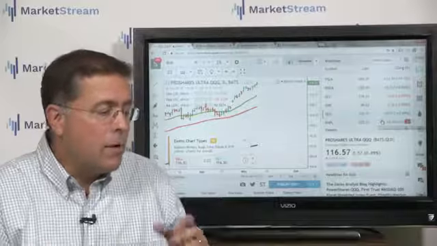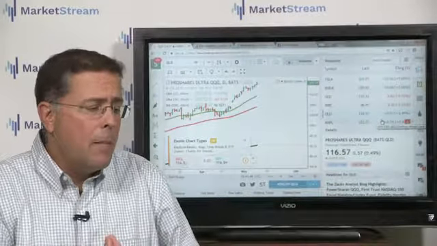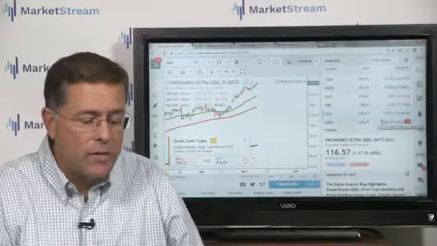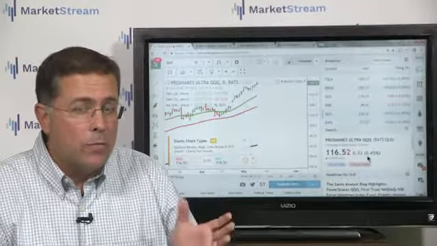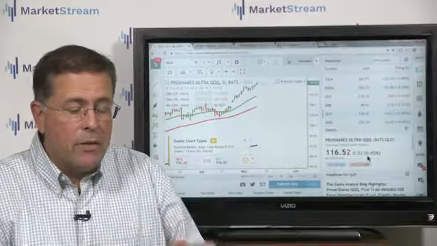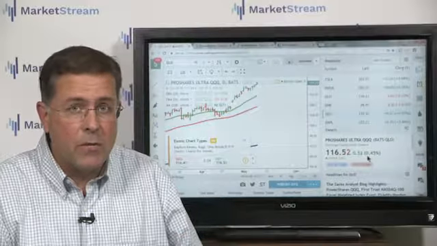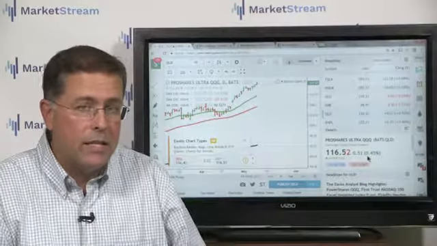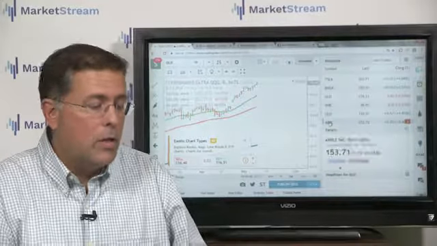QLD right now, pricing in for the next 10 days about $2.24 in range. Right now it's up 52 cents today. So basically through the end of next week, you're seeing roughly about a 2% move being priced into QLD, either up or down in this ultra bullish ETF.